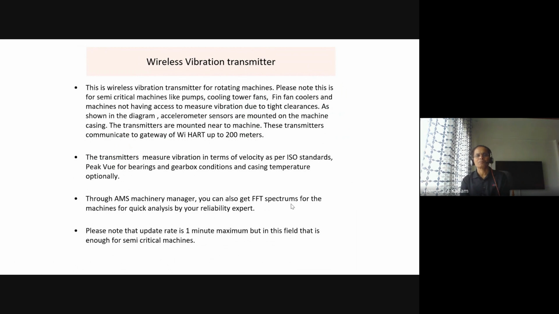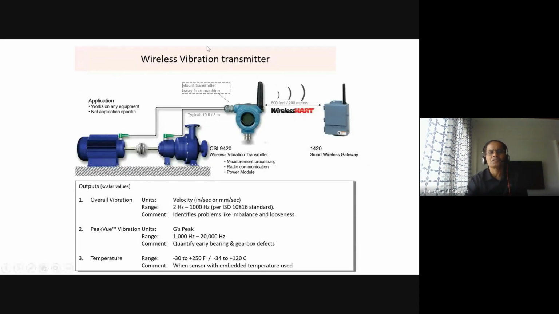So wireless vibration transmitter. This wireless vibration transmitter is for rotating machines. Please note these are semi-critical machines like pumps, cooling tower fans, fin fan coolers, and machines not having access to measure vibration due to tight clearance. So accelerometer sensors are mounted on the machine casing. As I told, I have shown the type of sensor, accelerometer, and we have seen proximity sensor. That principle is different.